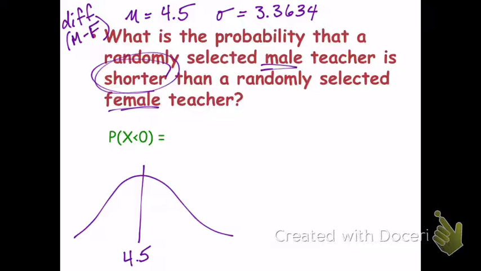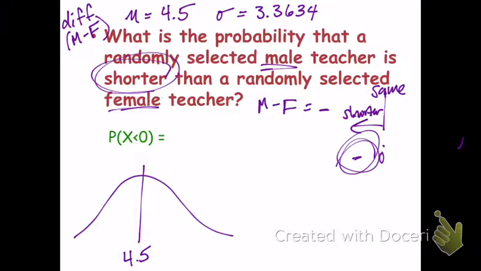And it says, what is the probability that a male teacher is shorter than a female teacher? So if I think about male minus female, if they were the same height, then the difference would be what? 0. If they were the same, it's at 0. Anything negative would mean that male is what? Shorter, because we're subtracting male minus female. If I get a negative number, that means that females are taller and males are shorter. So I want all my negative numbers.